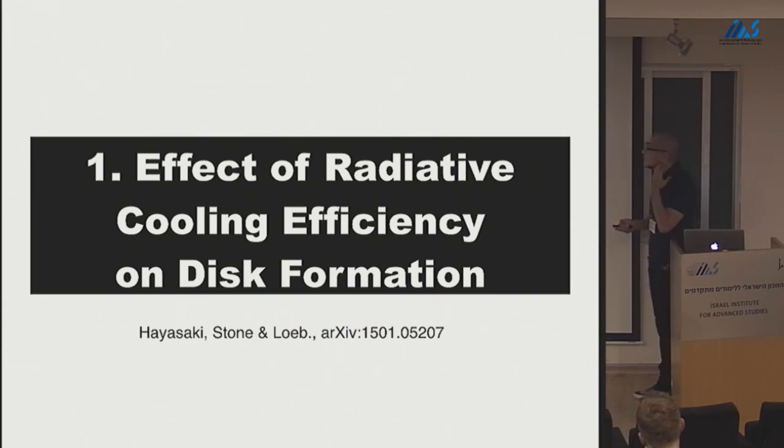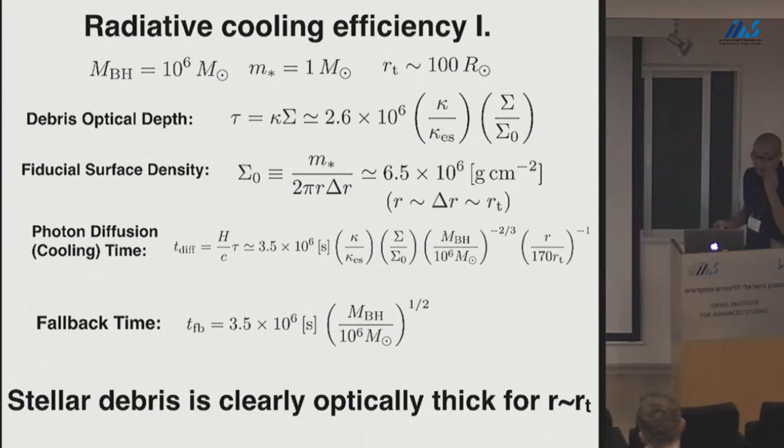And let's move to the results. The effect of relative cooling efficiency on disk formation. This is the typical value of optical depth for electron scattering, and the value is of the order of 10 to the 6. And this is the photon diffusion time scale, and this is the orbital time scale. So you can see that the star is clearly optically thick at the tidal disruption radius scale.